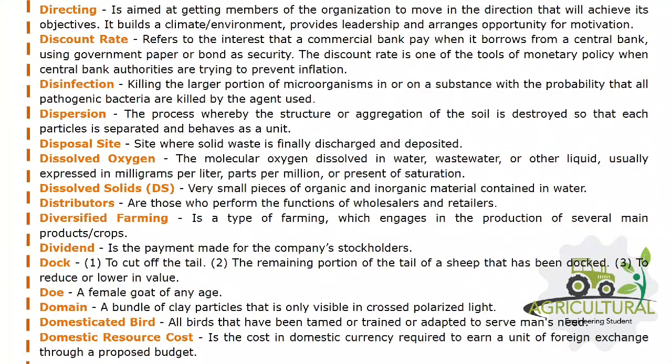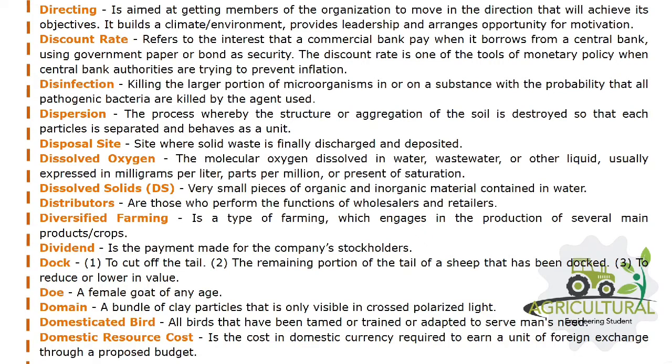Directing is aimed at getting members of the organization to move in the direction that will achieve its objectives. It builds a climate/environment, provides leadership, and arranges opportunity for motivation. Discount rate refers to the interest that a commercial bank pays when it borrows from a central bank, using government paper or bond as security. The discount rate is one of the tools of monetary policy when central bank authorities are trying to prevent inflation.